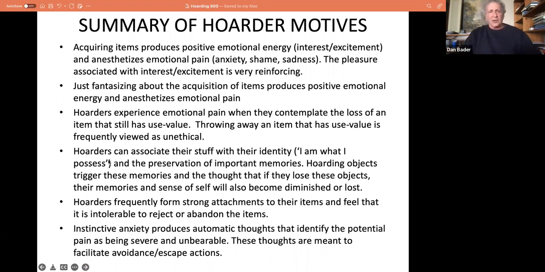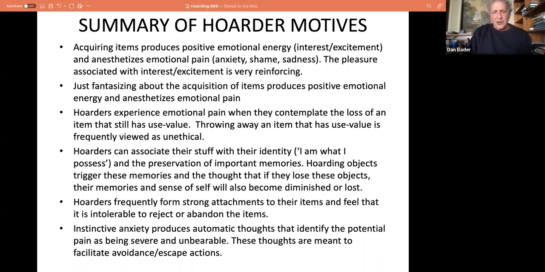We're going to conclude this quickly here. Here is a summary of hoarder motives. Acquiring items produces positive emotional energy, the interest and excitement, and anesthetizes emotional pain: anxiety, shame, sadness. The pleasure associated with interest excitement is very reinforcing. It's a real dopamine rush. Just fantasizing about the acquisition of items produces positive emotional energy and anesthetizes emotional pain.